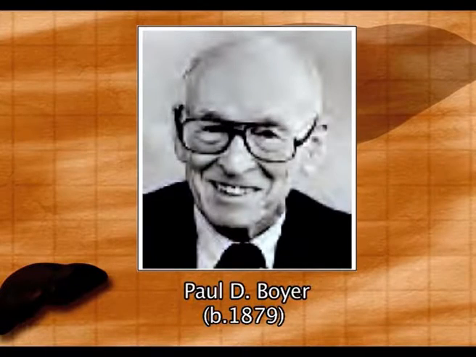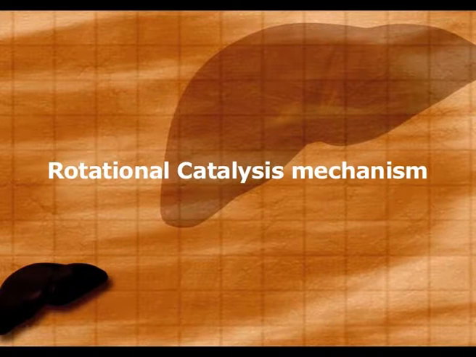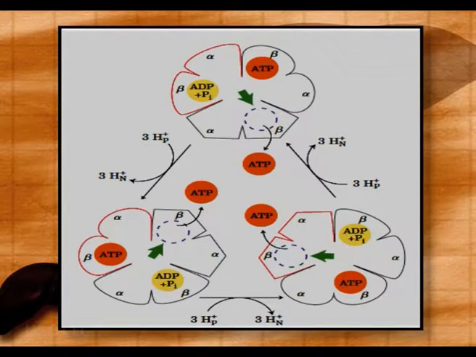Now, to describe how ATP synthase produces ATP, Paul Boyer proposed a mechanism called the rotational catalysis mechanism. According to this mechanism, each beta subunit captures ADP and Pi from the surroundings, and as 3 protons come back from the intermembrane space to the matrix, the rotation occurs through the alpha-beta spheroid. ADP and Pi combine to form an ATP molecule.